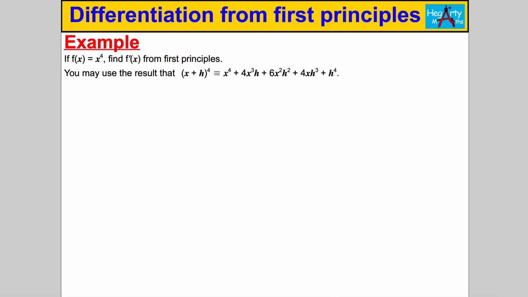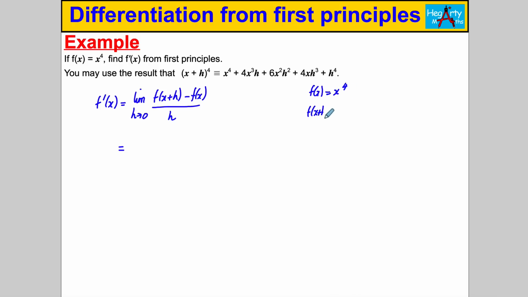And last one, do pause and really try this one yourself to check you can do this technique. So again, from first principles, we want to work out the gradient function. That's defined as f prime of x, the gradient function or derivative, is the limit as h tends to 0 of f of x plus h, take away f of x, all divided by h. And let's go over here and state what f of x is. f of x is equal to x to the power of 4.